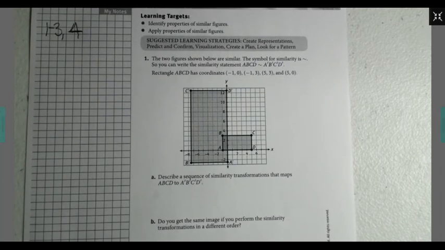The two figures shown below are similar. The symbol for similarity is this squiggle equal sign. So you can write the similarity statement ABCD is similar to A prime, B prime, C prime, D prime. Rectangle ABCD has coordinates -1, 0, -1, 3, 5, 3, and 5, 0.